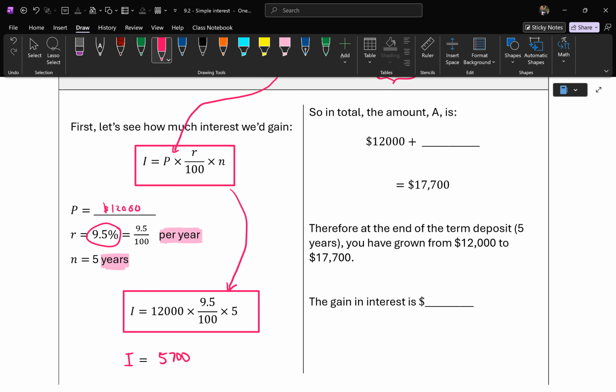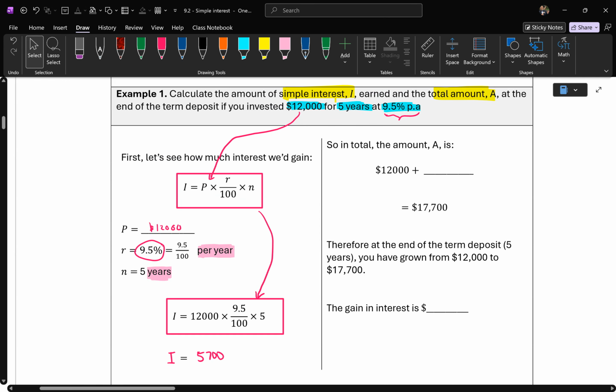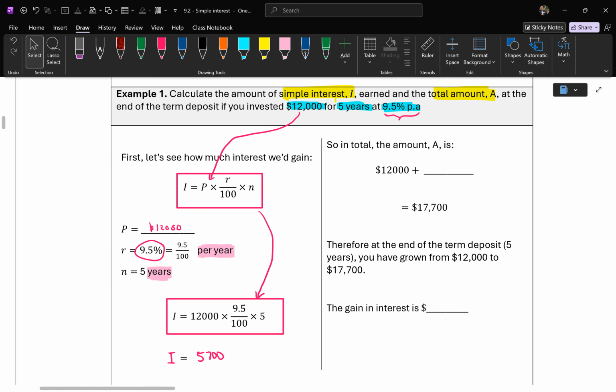So that means when they ask you for the total amount, you didn't get $5,700 in total amount because you put in $12,000. So $12,000 plus an extra $5,700 gives you $17,700. So at the end of 5 years, you essentially earned an extra $5,700 without doing anything. You simply just put it in and you get your money back. Yeah?